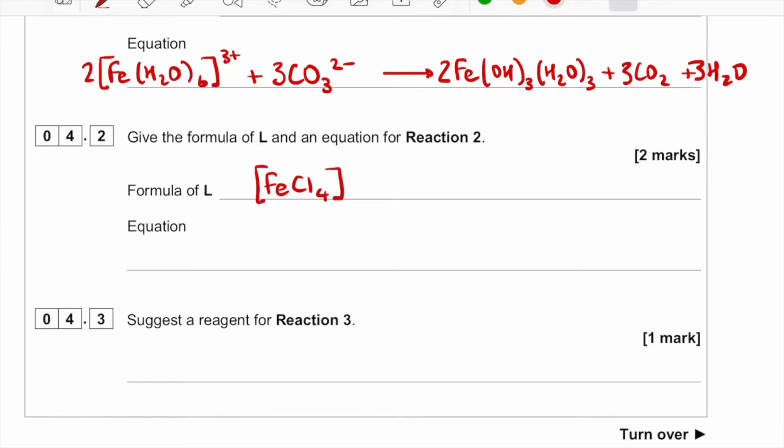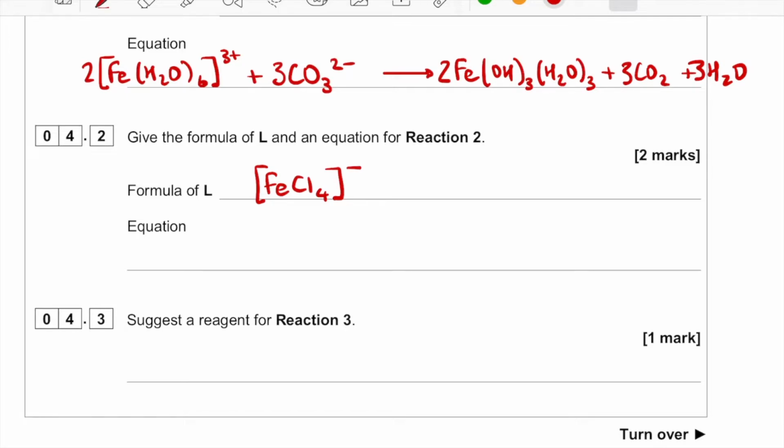The Fe ion won't have changed charge, so that would have been 3 plus. Each of the chloride ions are 1 minus, so we end up with a 1 minus charge overall. This also explains why it's not a precipitate, because we do have a charged metal complex ion, so it will dissolve much better in water.